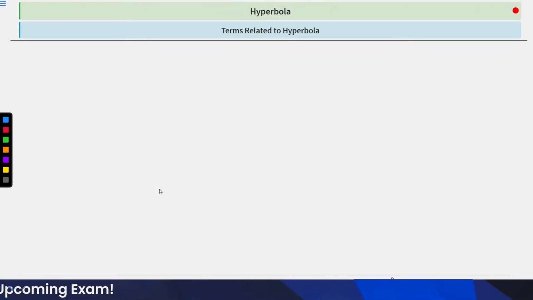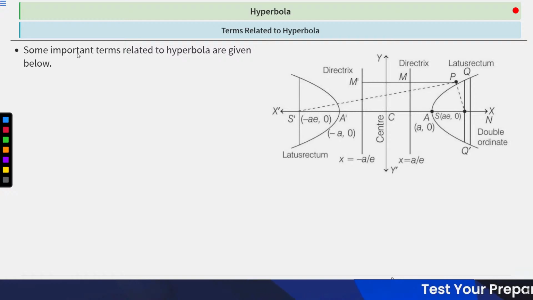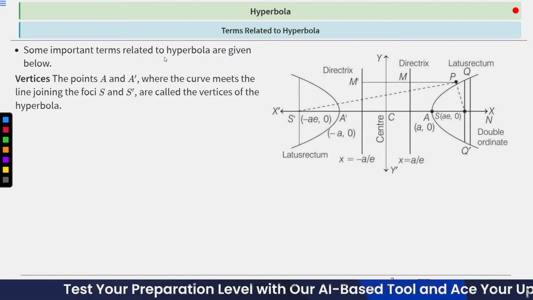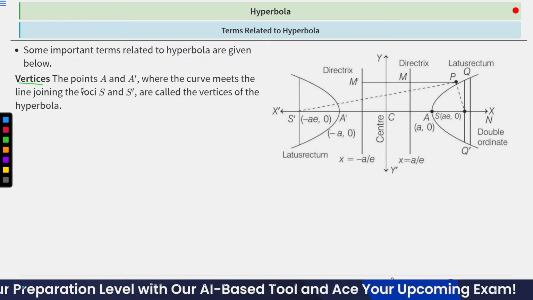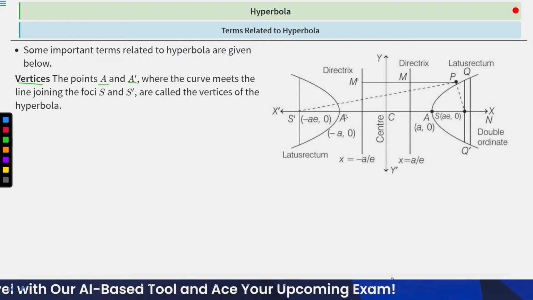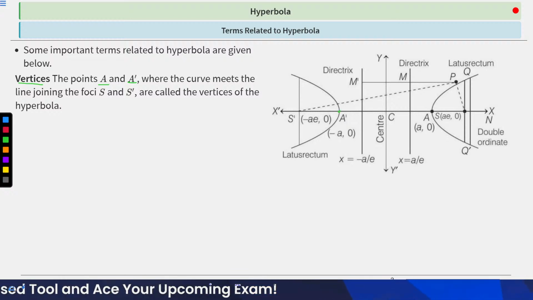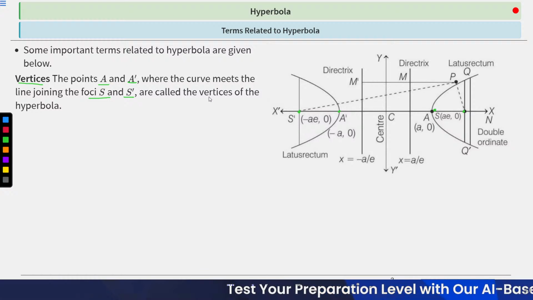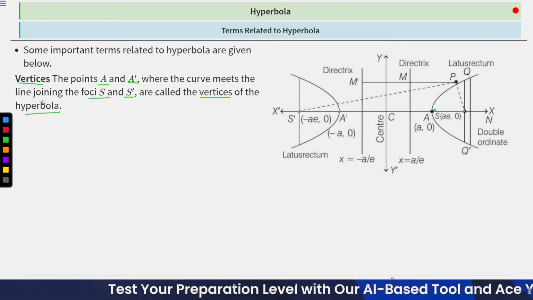Now terms related to hyperbola. Let me just go through some important terms related to hyperbola. Like vertices: the points A prime and A, where the curve meets the line joining the foci S and S prime, are called the vertices of the hyperbola.